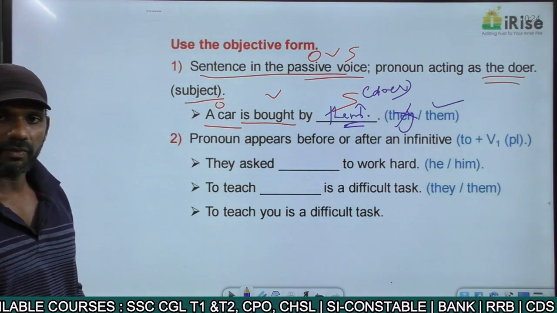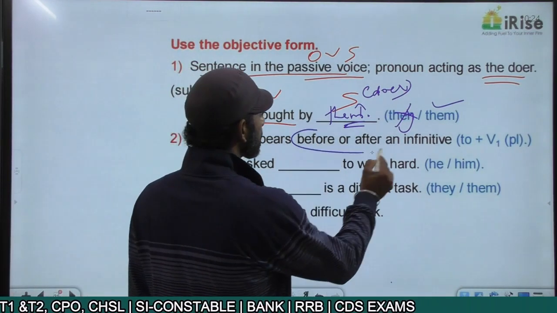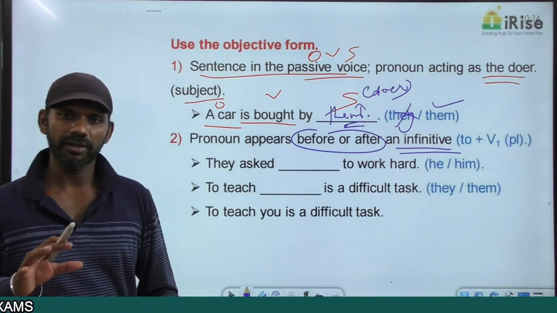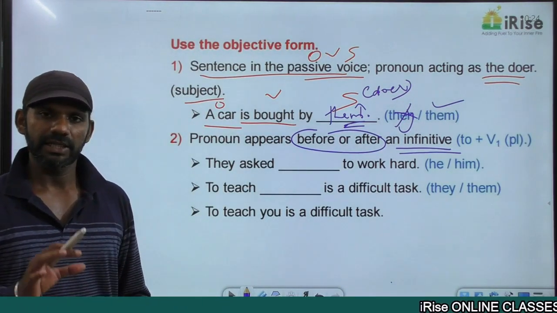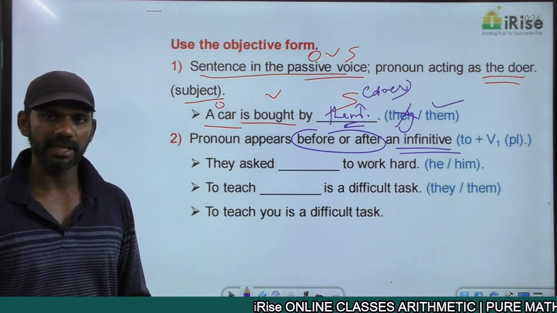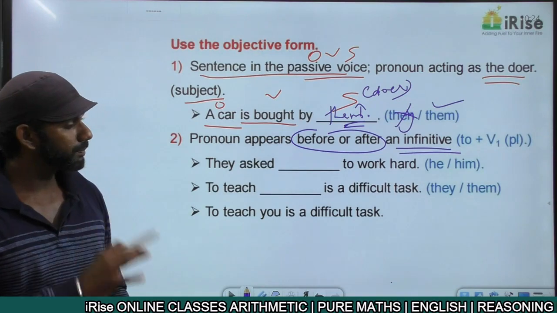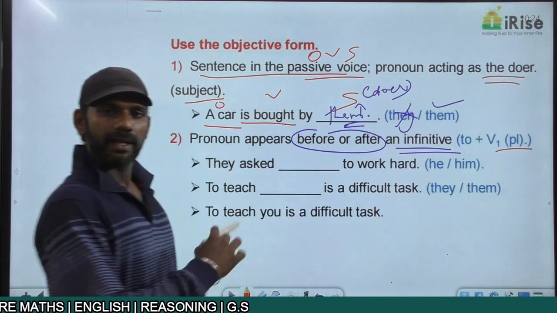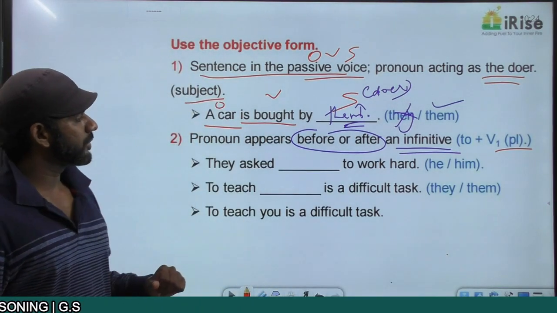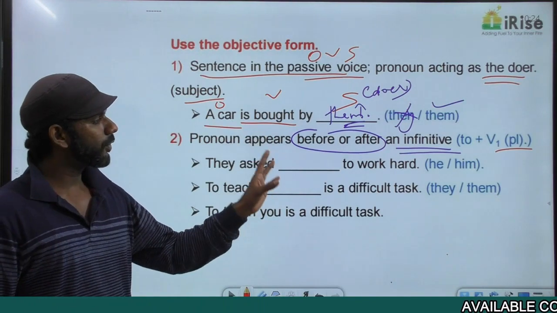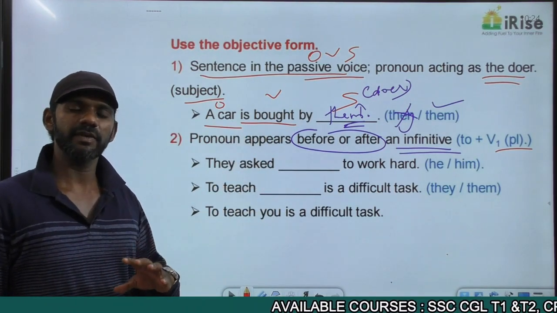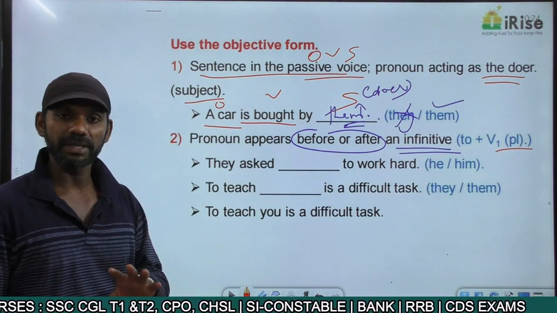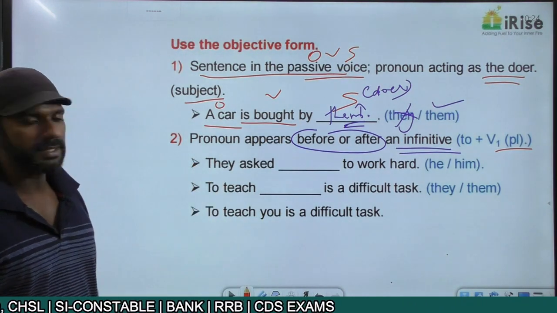Use the objective form when the pronoun appears before or after an infinitive. You know what a gerund is; I told you about a gerund and an infinitive. A gerund is verb plus ing acting as a noun. An infinitive is to plus V1 plural. There's nothing like to plus V1 singular; it is always to plus V1 plural. Coming to the second rule once again: use the objective form when the pronoun appears before or after an infinitive. That means if a pronoun comes before or after an infinitive, that pronoun must be in the objective form.